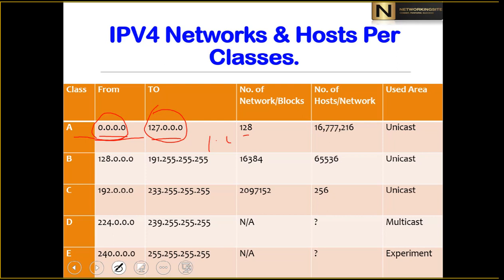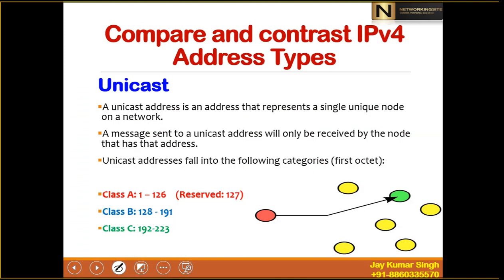Class A is used for unicasting, class B is also used for unicasting, class C is also used for unicasting. Unicasting means one-to-one communication, multicasting is one to a group communication, and broadcasting is one to all communication. So which class can support unicast IP addressing? Class A will support, class B will support, and class C will also support unicast addressing. And unicast means one to one communication.